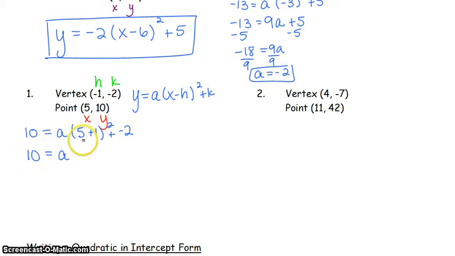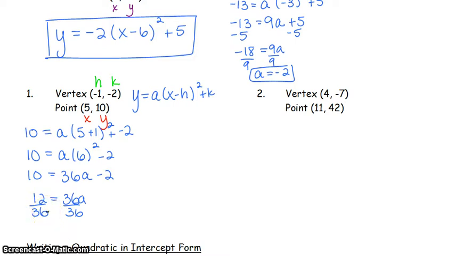So we do order of operations. 5 plus 1, parentheses come first, so that's 6 squared, plus negative 2, which is just minus 2. Order of operations says that we have to square the 6 first, and 6 squared gives us 36a. We add the 2 over. Then we divide by 36.